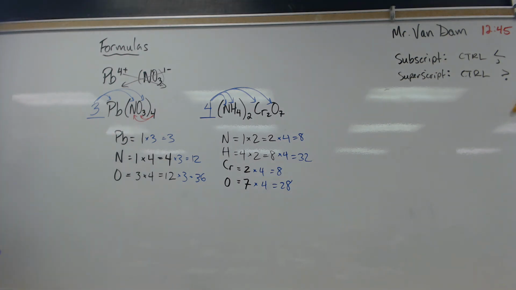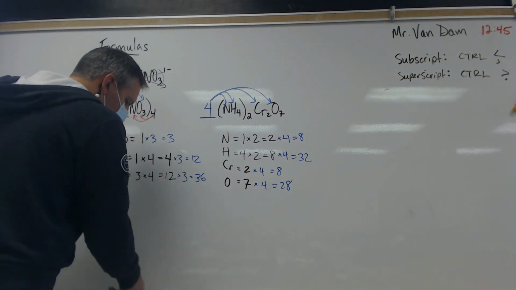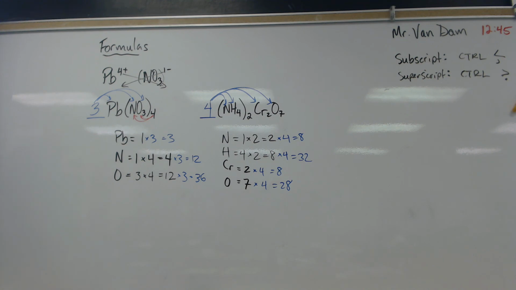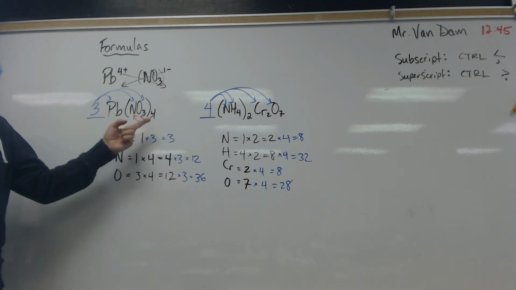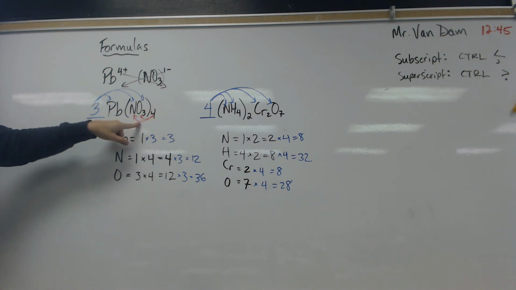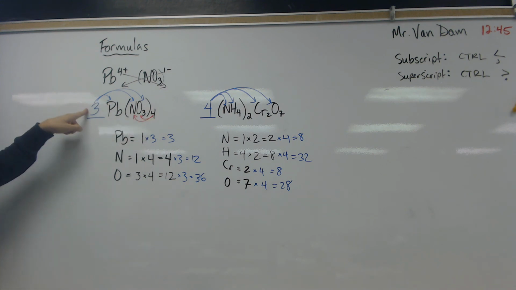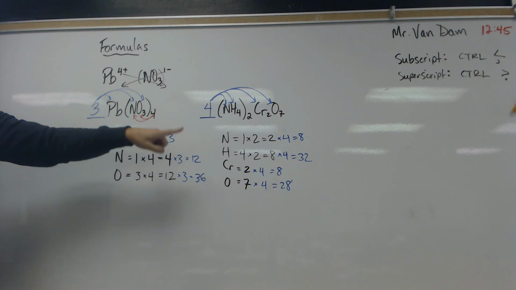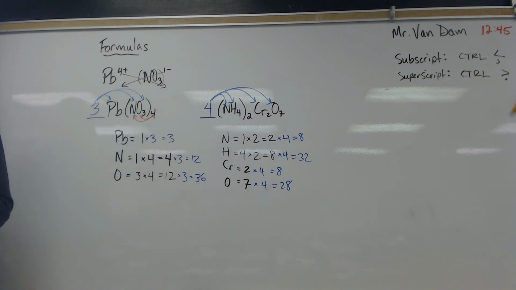So you could end up with some pretty decent sized numbers. But again, as long as you understand subscripts outside brackets only multiply what's in the brackets, coefficients in front of the formula multiply everything. Those are really the only 2 rules. So if we take a look at, well, I'll show you the worksheet. I'm going to stop the video here. Actually, I'm just going to pause it.